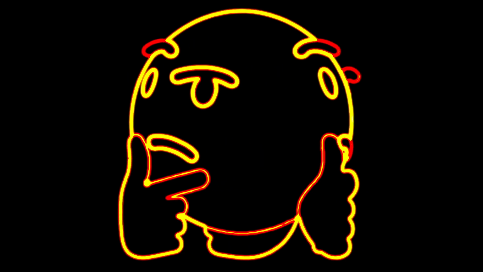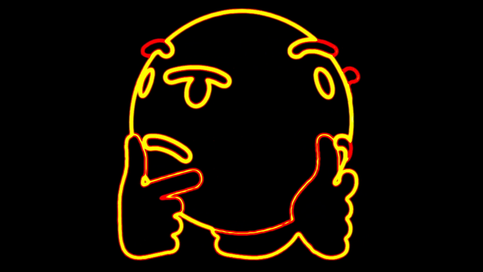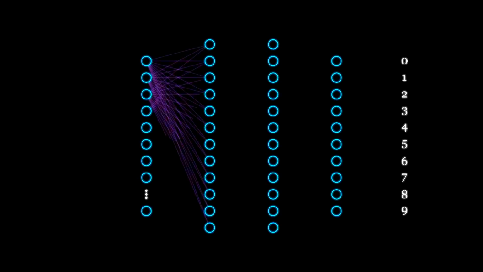But here's the tricky part. If I asked you to explain exactly how you knew it was a cat, or to write step-by-step rules for a computer to do the same, the task becomes nearly impossible. That's where neural networks come in.